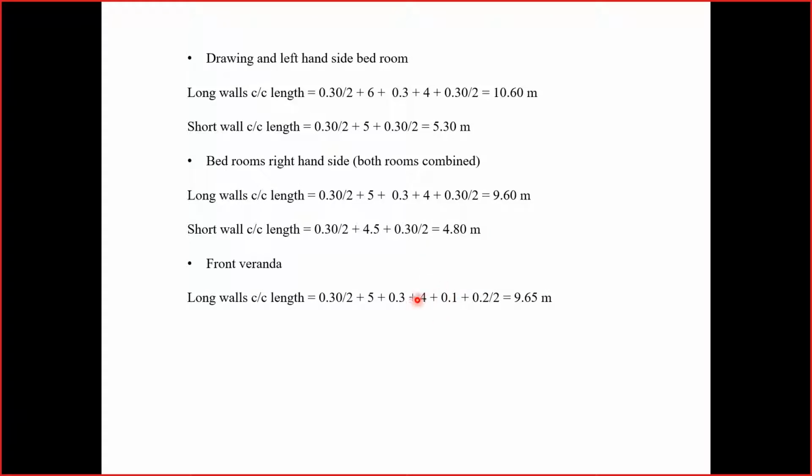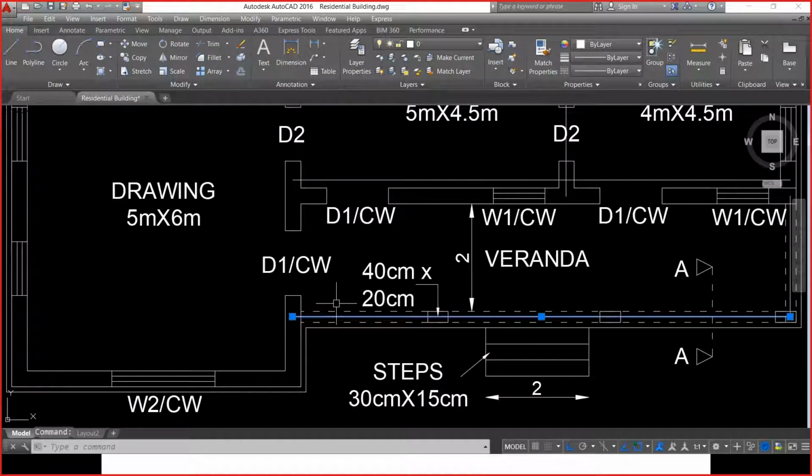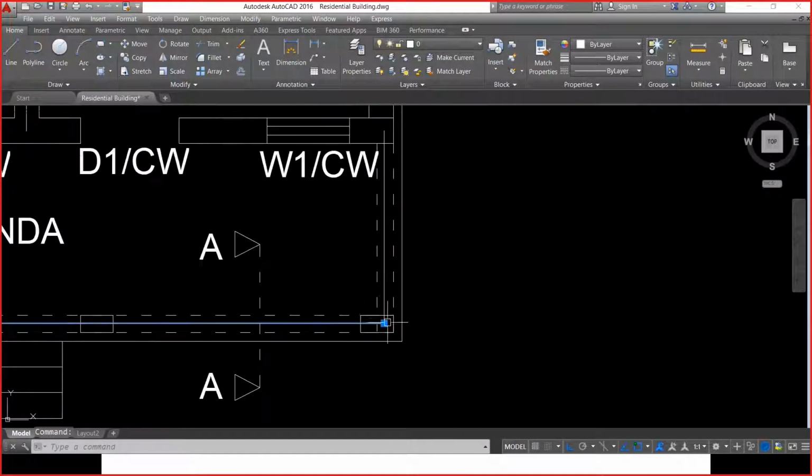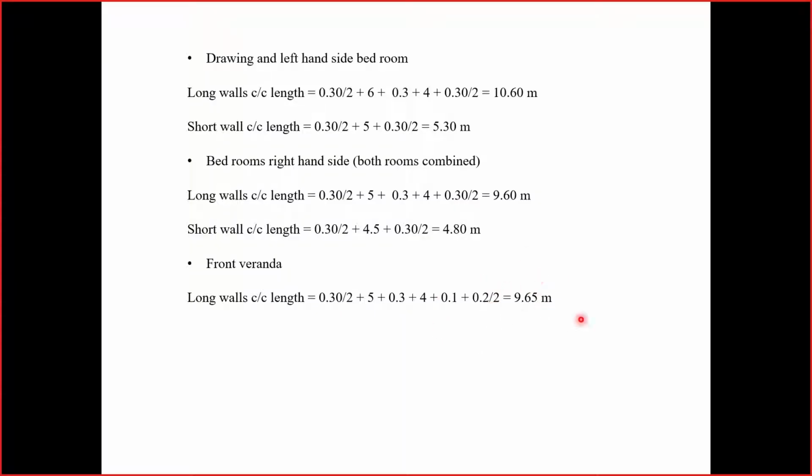So that is what is mentioned here. After 4 meter, it is the difference between the 30 centimeter and 20 centimeter wall, which is 0.1 meter, plus 0.2 by 2, because we are considering center to center distance between the 30 centimeter wall and 20 centimeter wall. So that is why 20 divided by 2, 0.2 divided by 2. I get the total distance as 9.65 meters.